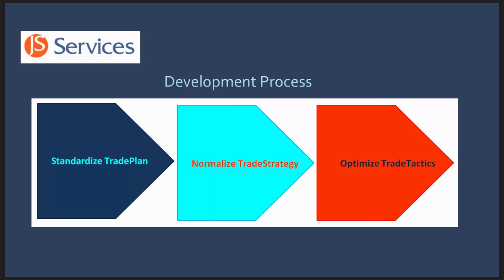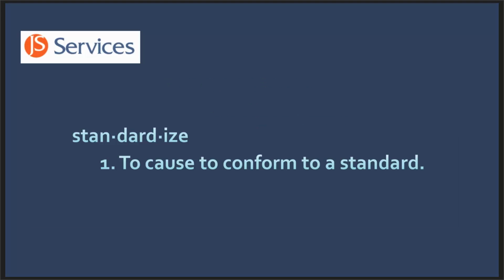So here's the development process. I mentioned most traders are focused on the optimization of their tactics, and it's frustrating because they don't have the proper foundation. When they make a change, they don't know why it worked or didn't work, and if it didn't work, what that means. You get that when you really have that foundation. So we're going to go through these steps of standardizing a trade plan, normalizing it into a strategy, and then being able to optimize our tactics.